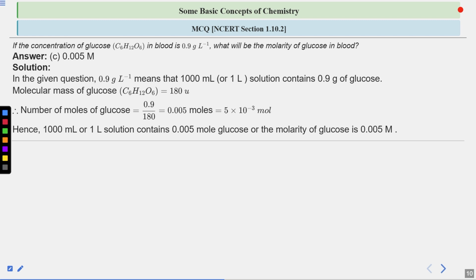It's very easy to solve this question now. We are already being told that 0.9 gram is in 1 liter. That means 5 into 10 to the power minus 3 mole of glucose is in 1 liter. And this is simply the molarity of the given solution. So does anyone have any doubt in this question? They can ask. Is it clear to all of you? So what is your doubt?